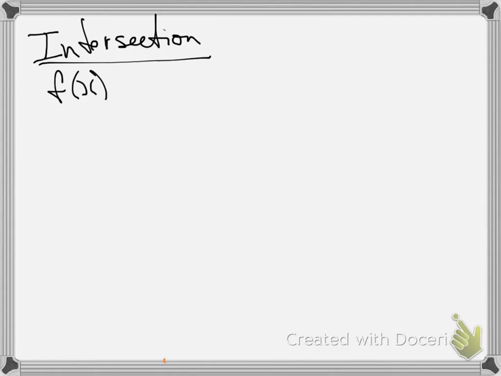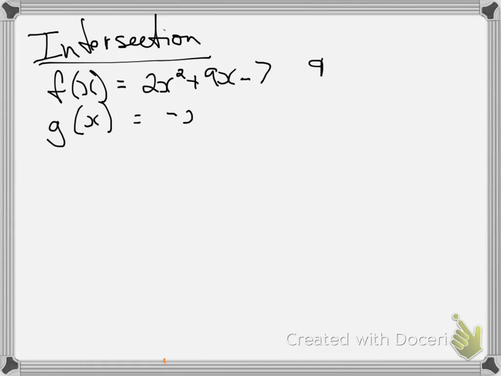So the first thing we're going to do today is calculate the intersection. I'll write this down. Oh, that's in red, so it's a good start, isn't it? So let's make this a nice colour. Okay, so now I've got this. You're going to calculate the intersection of f of x being equal to 2x squared plus 9x take 7 and g of x, which is our second function, which is going to equal negative x squared plus 4.